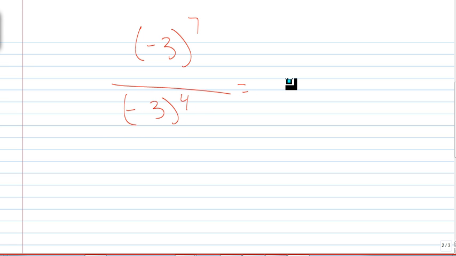So let's do another example. Let's say I have negative 3 to the 7th over negative 3 to the 4th. Same rule applies. Subtract your exponents. So this will be negative 3 to the third power. Now what is that? Let's actually do that. What is negative 3 to the third power? Well, 3 times 3 is 9. 9 times 3 is 27. So this will be negative 27. Final answer.